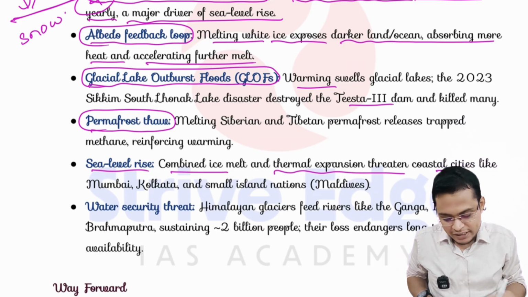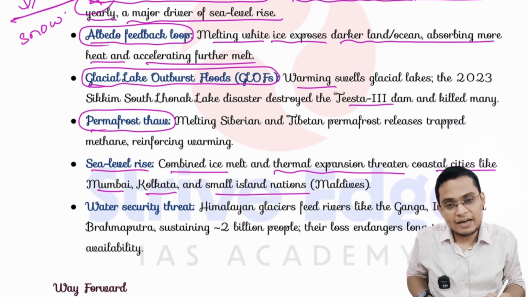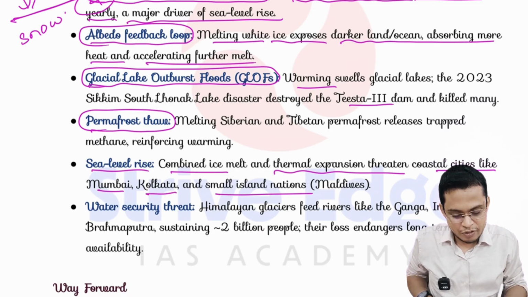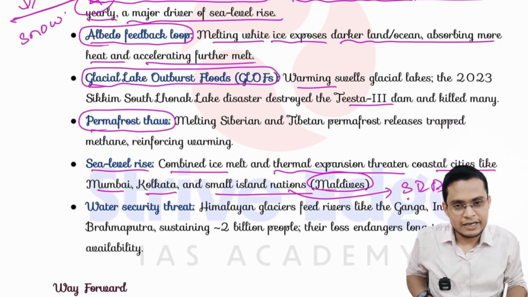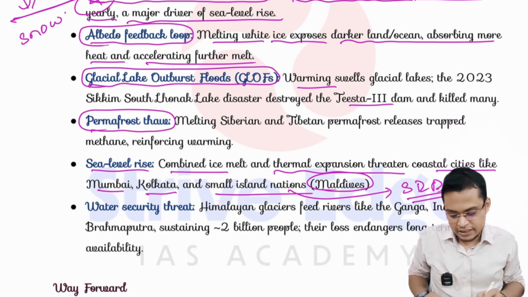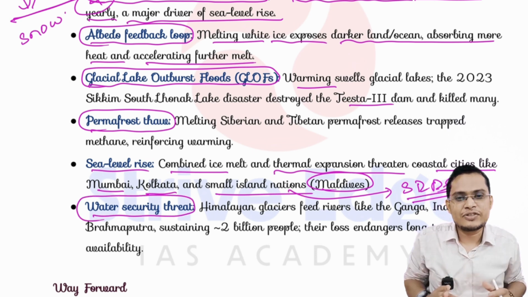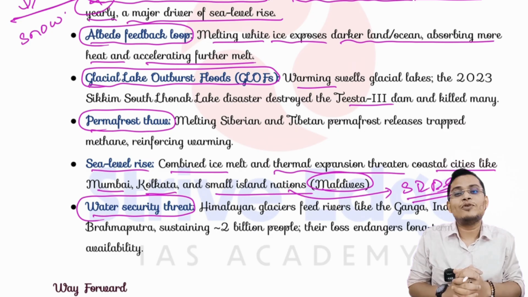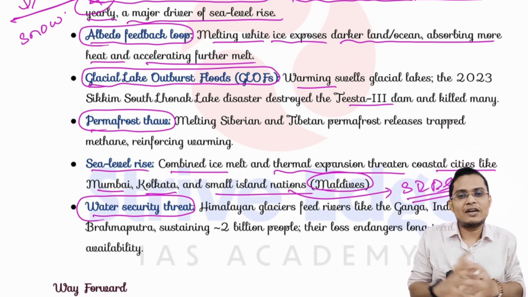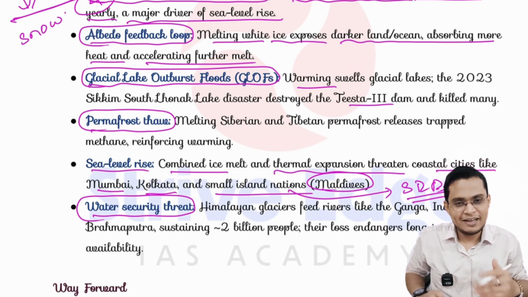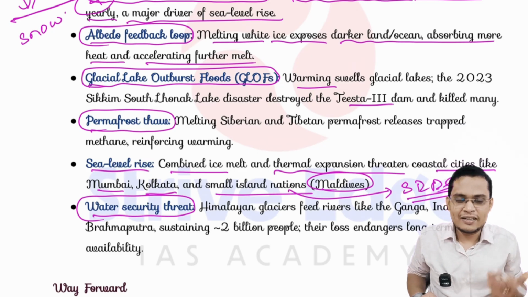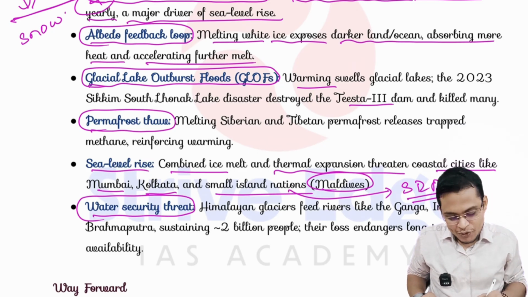Coastal cities like Mumbai and Kolkata, and small island nations will face the problem. You can talk about the Maldives. The small island states are called SIDS, small island developing states. Definitely it will also lead to a water security threat, because the Himalayan system is supporting livelihoods for millions of people. It provides fresh water and irrigation for agriculture in Bangladesh, Pakistan, India, and other countries of Southeast Asia also. So that is what creates the problem of water crisis.